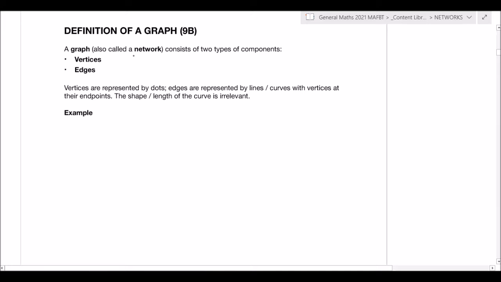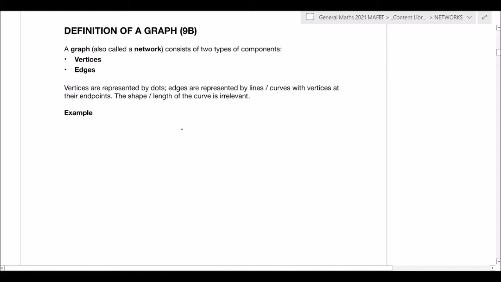A graph, also called a network, consists of two components, your vertices and your edges. You'll have seen this when we worked with matrices, and I did mention these two words before, vertices and edges. Vertices are represented by dots, edges are represented by lines or curves with vertices at the endpoints. The shape and length of the curve is irrelevant.